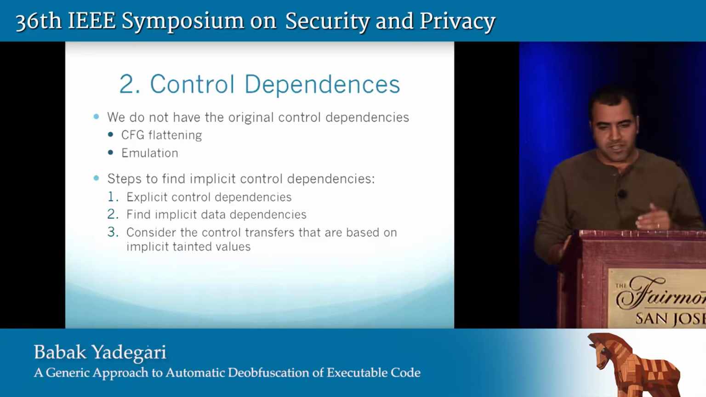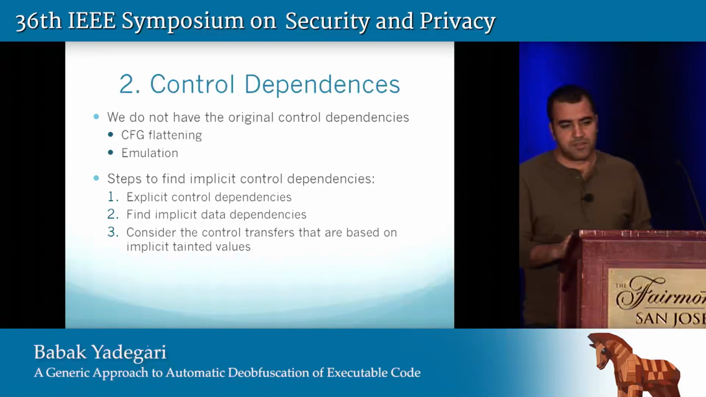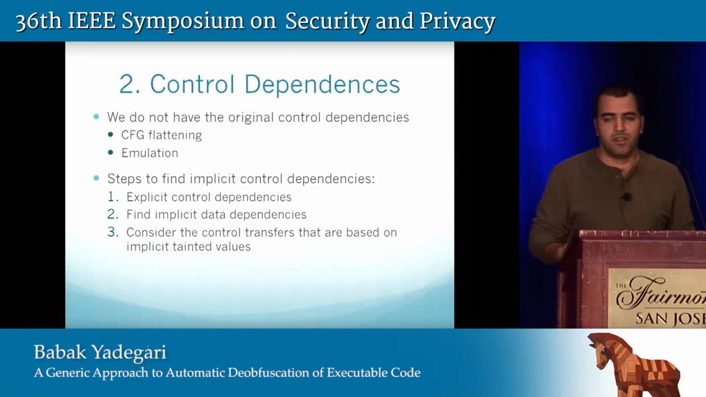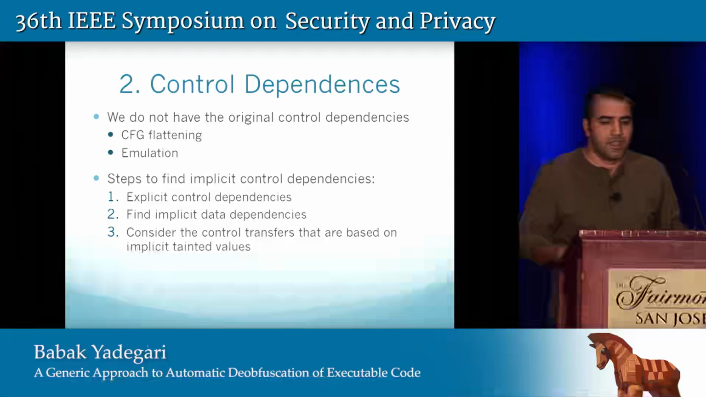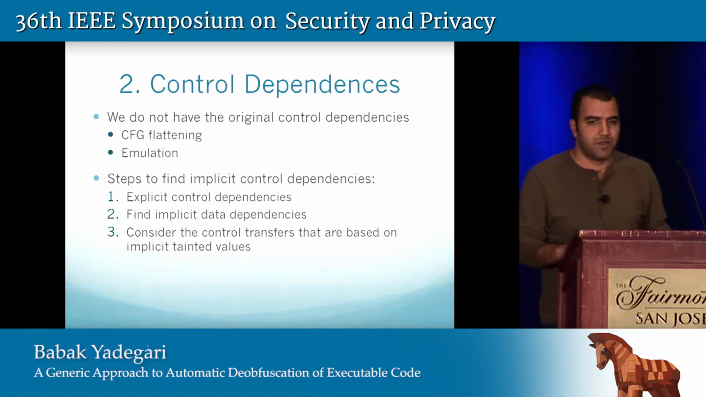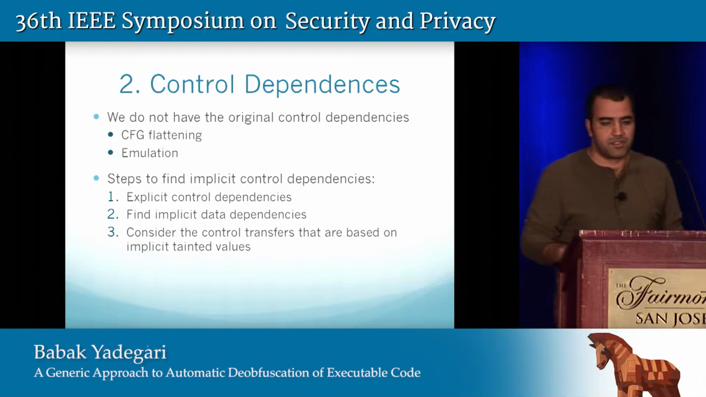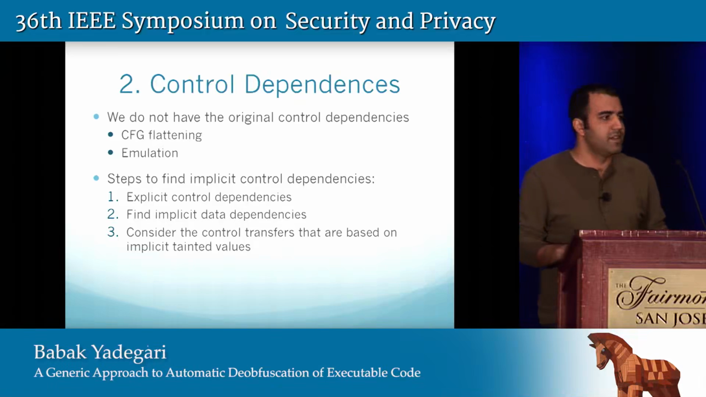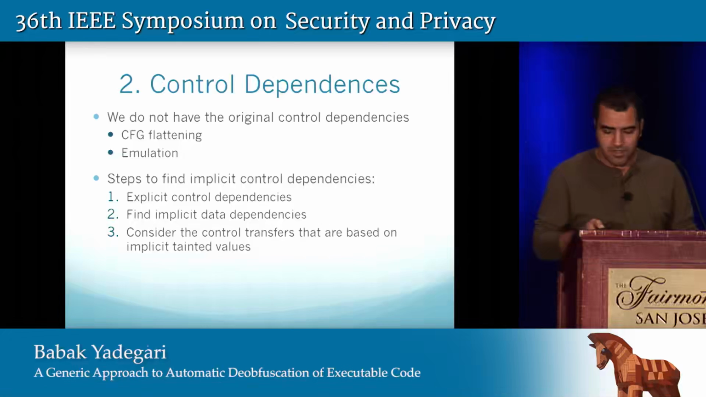So for finding implicit control dependencies, we first identify explicit control dependencies using post-dominator relationships on CFGs. Then we find implicit data dependencies, which is similar to implicit tainted values. And then we consider all the control transfers that are based on some implicit tainted value. So we actually treat those control transfers like conditional jumps.